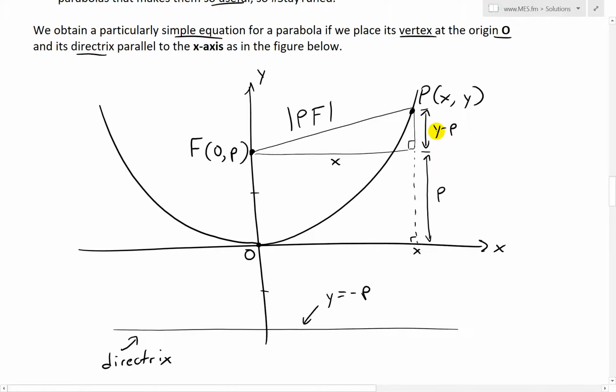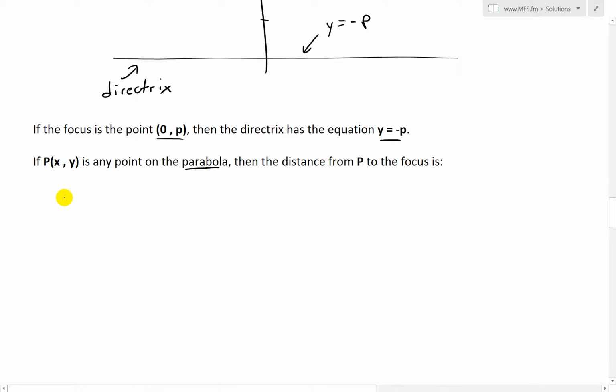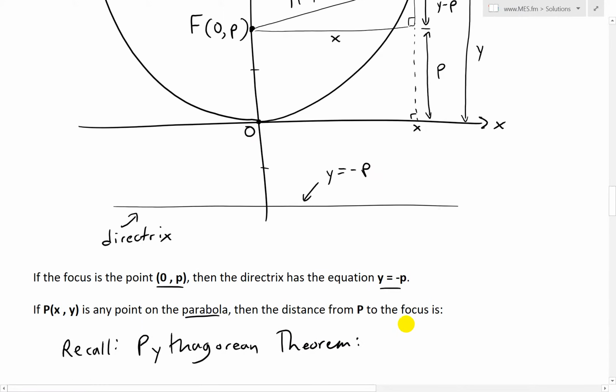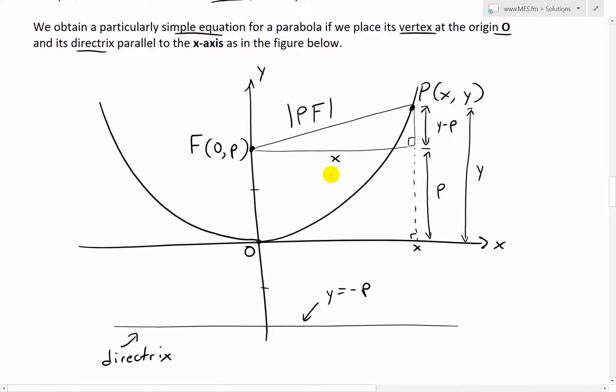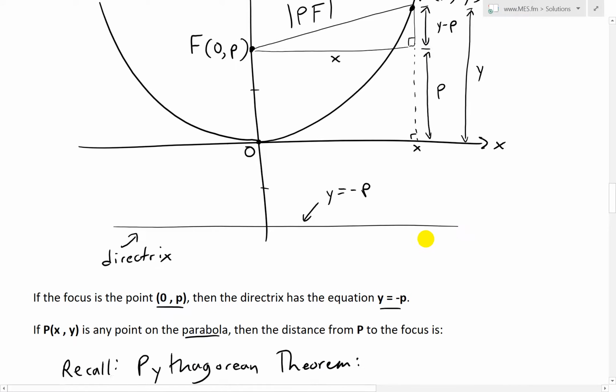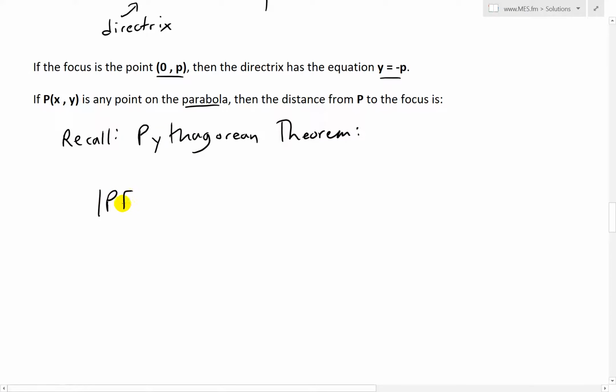So now we have a right angle triangle, and we can use the Pythagorean theorem to solve for the distance PF. So let's write minus y minus P, because its full length is, well, we know the coordinate, that's just y. So recall the Pythagorean theorem: the hypotenuse squared equals the sum of x squared and y minus P squared. So we have PF, the distance, squared equals x squared plus y minus P squared.